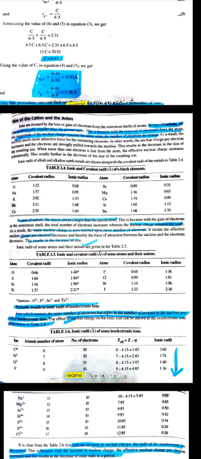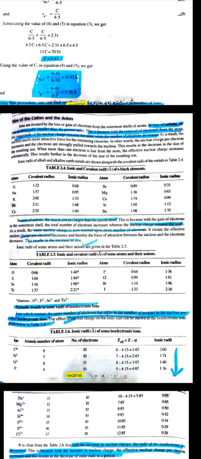The ions are formed by the loss or gain of electrons from the outermost shell of an atom. In the case of cations, the size is invariably smaller than the parent atom. This is because with the removal of an electron, the magnitude of nuclear charge remains the same while the number of electrons decreases. As a result, the nucleus exerts more attractive force on the remaining electrons. In other words, the nuclear charge per electron increases and the electrons are strongly pulled towards the nucleus. This results in a decrease in the size of the resulting ion.